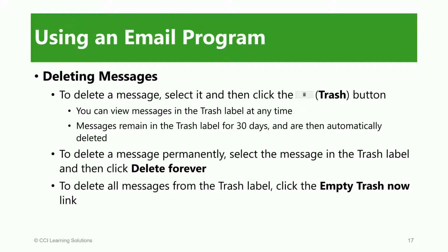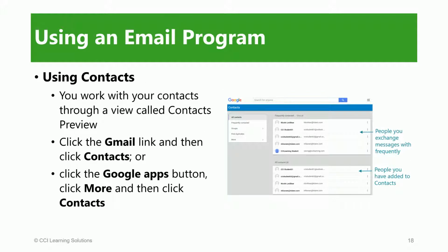Deleting messages. To delete a message, select it and then click the Trash button. You can view messages in the trash label at any time. Messages remain in the trash label for 30 days and then are automatically deleted. To delete a message permanently, select the message in the trash label and then click Delete Forever. To delete all messages from the trash label, click the Empty Trash Now link.